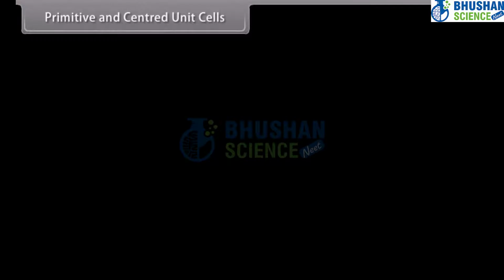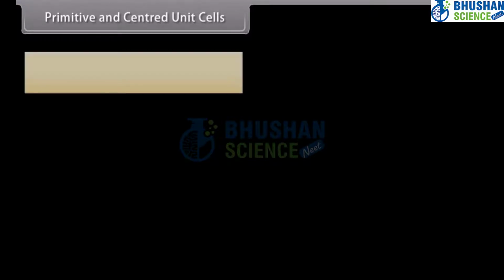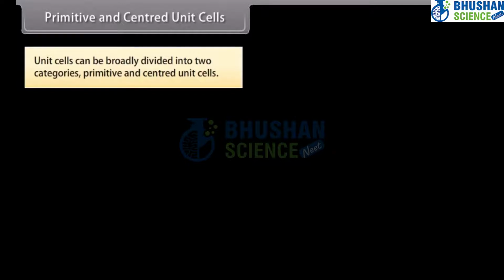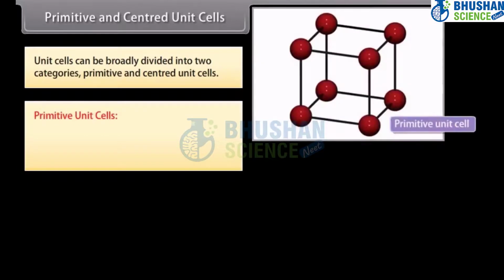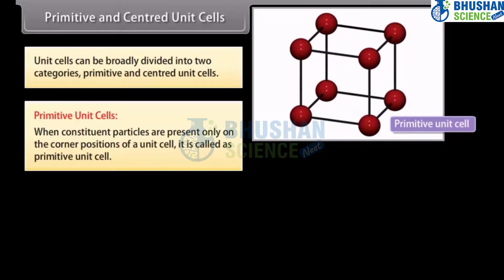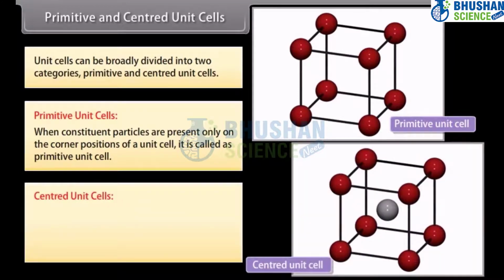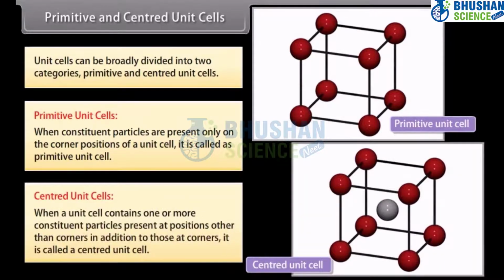Primitive and centered unit cells. Unit cells can be broadly divided into 2 categories: primitive and centered unit cells. A. Primitive unit cells. When constituent particles are present only on the corner positions of a unit cell, it is called a primitive unit cell. B. Centered unit cells. When a unit cell contains 1 or more constituent particles present at positions other than corners in addition to those at corners, it is called a centered unit cell.